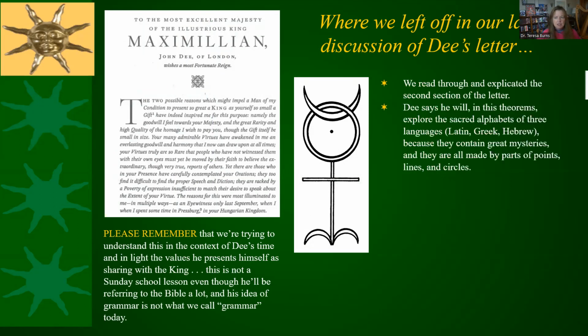In that section, he talks about what he means by a sacred language, which he considers the sacred languages Latin, Greek, and Hebrew, because they are the languages of creation, that the shapes of the letters create the world, and they contain great mysteries, according to Dee. They're all made by parts of a point, lines, and circles. A point, line, and circle are the first three things you will see when we get to his theorems in a bit.